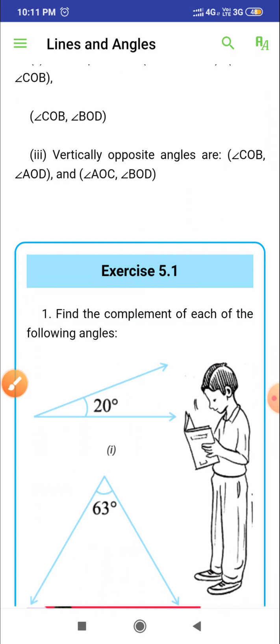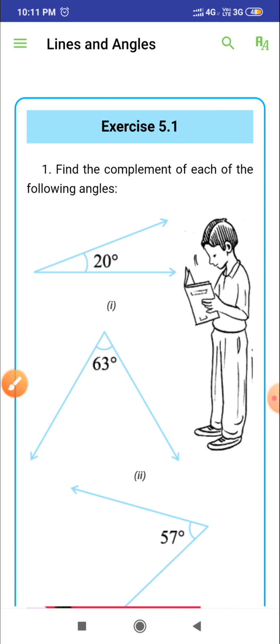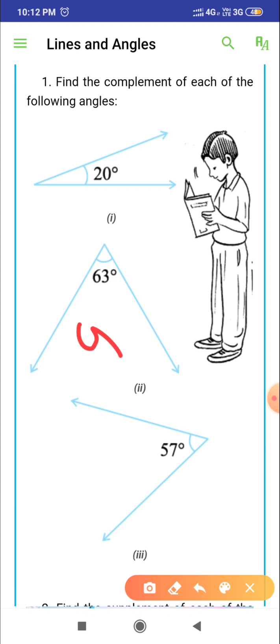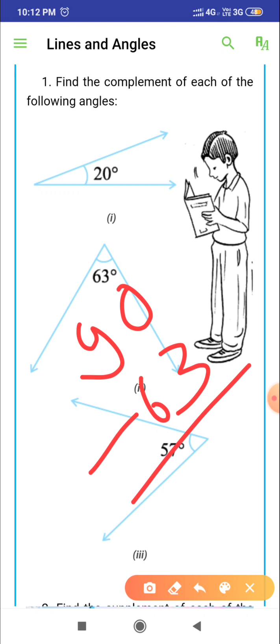In the same way, we can find the complement of the angle 63 degrees. In a similar manner, for this we subtract 63 degrees from 90 degrees. So we write 90 minus 63 here, and we have 10 minus 3 is 7, and 8 minus 6 is 2. So the complement of 63 degrees is 27 degrees.